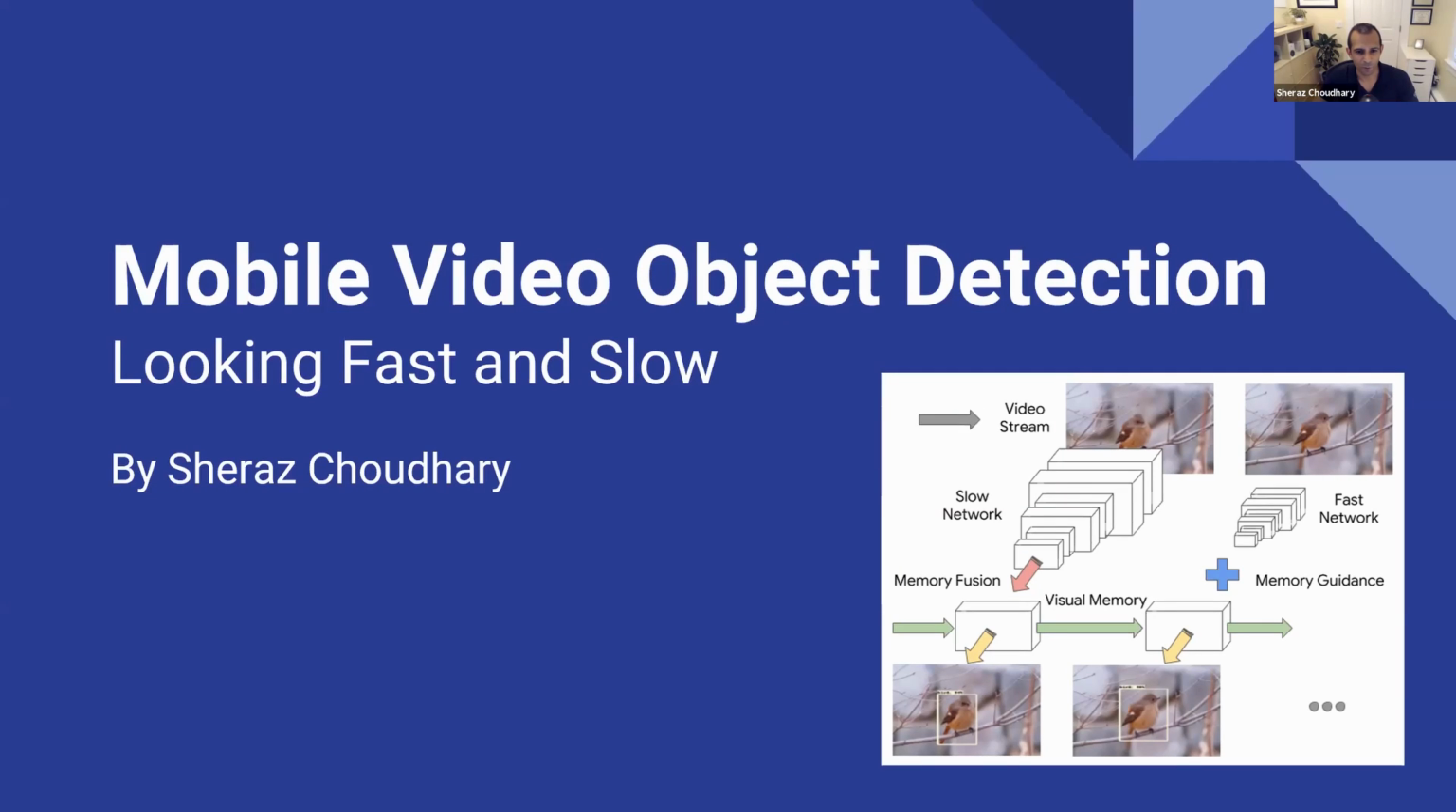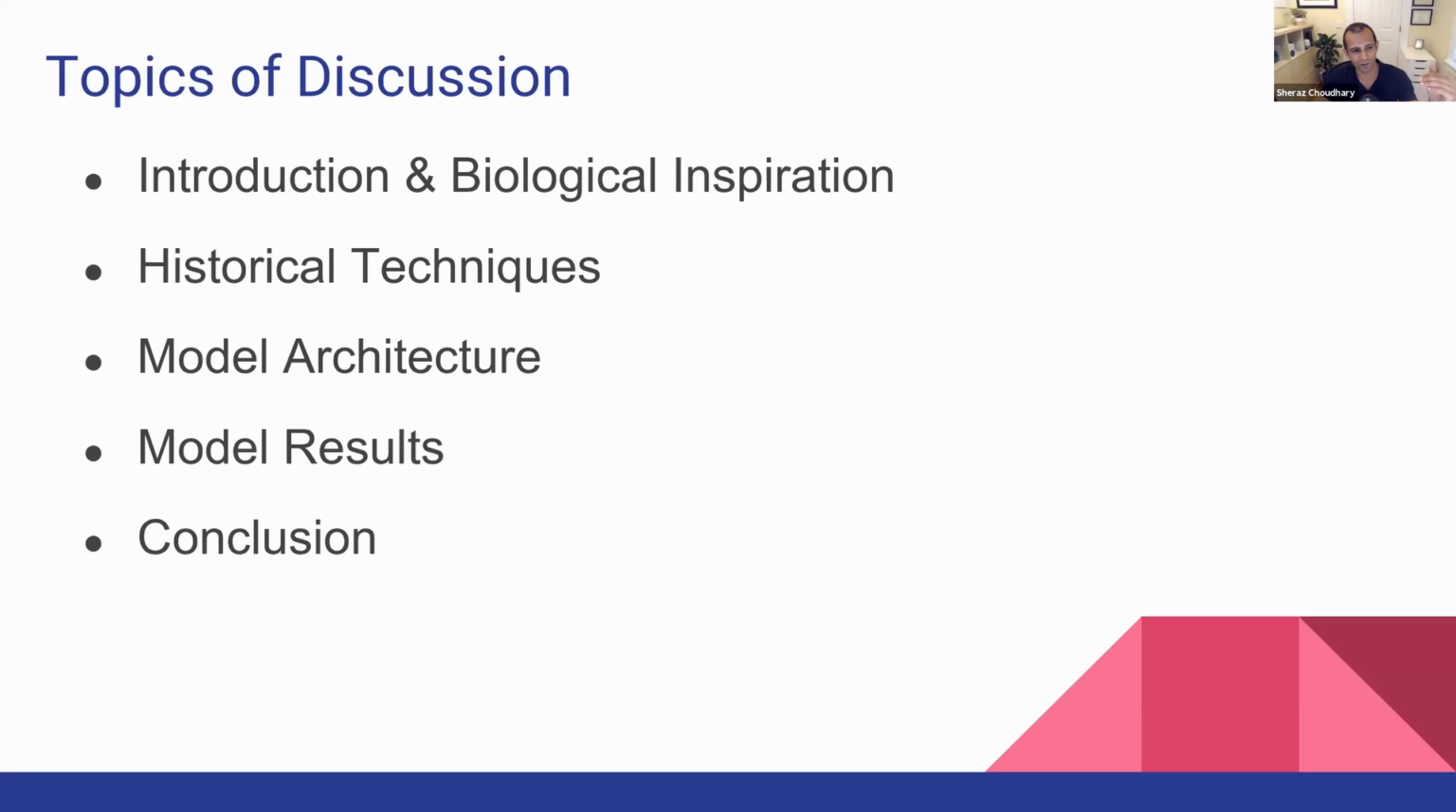I found this paper about doing mobile video object detection. Basically, because it's run on a mobile phone, it has to be very efficient, and because the resources are very, very limited. First, here are the things that we are going to be talking about: the introduction and the biological inspiration, the historical techniques, the model architecture itself, the model results, and then some concluding remarks.